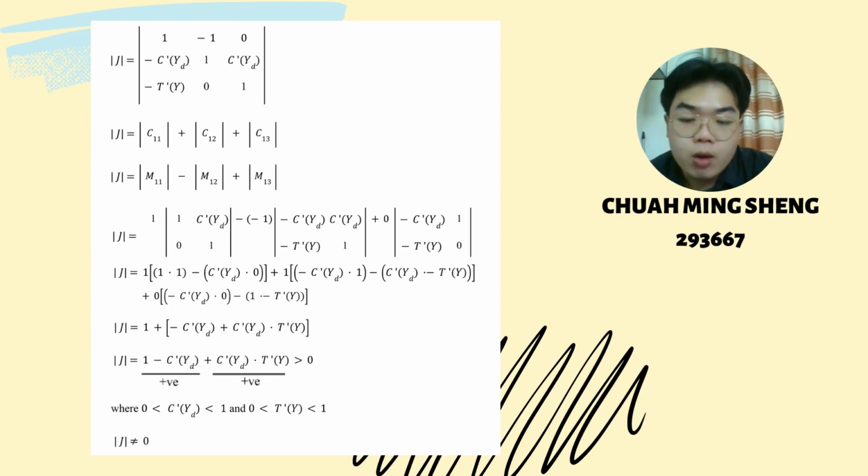where C'(Yd) and T'(Y) are between 0 and 1. So 1 - C'(Yd) is positive. C'(Yd) times T'(Y) is also positive. So we get that the Jacobian determinant is positive. So the condition that the Jacobian determinant is non-zero is satisfied.